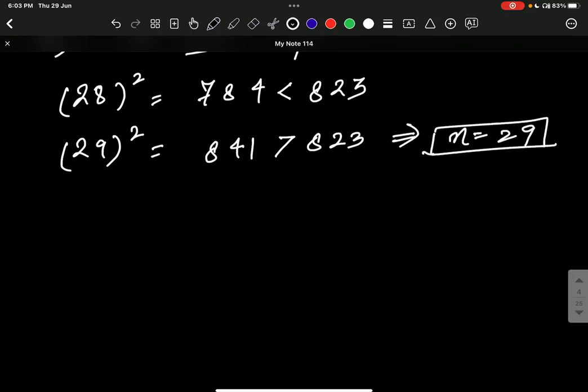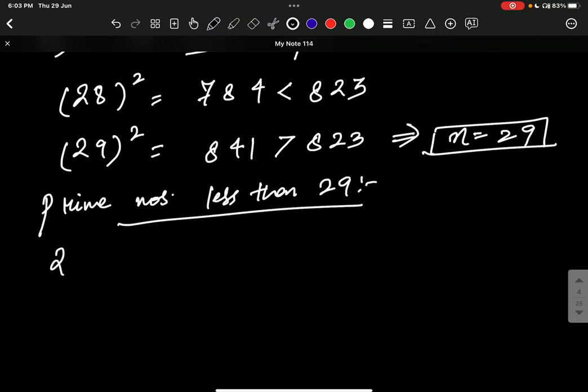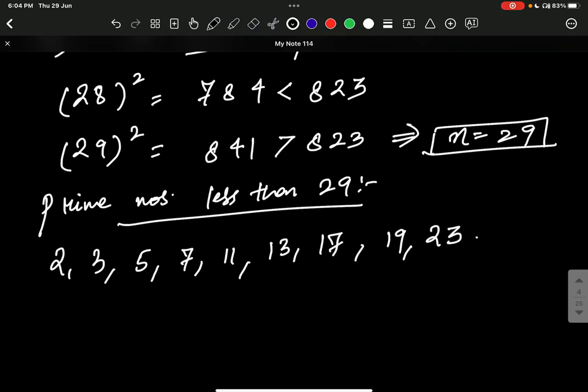Now the numbers which are less than 29. What are the prime numbers? You need to write the prime numbers less than 29. What are they? 2, 3, 5, 7, 11, 13, 17, 19 and 23. Right? Now we have to check.